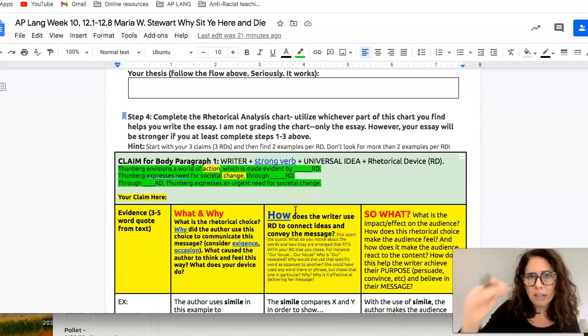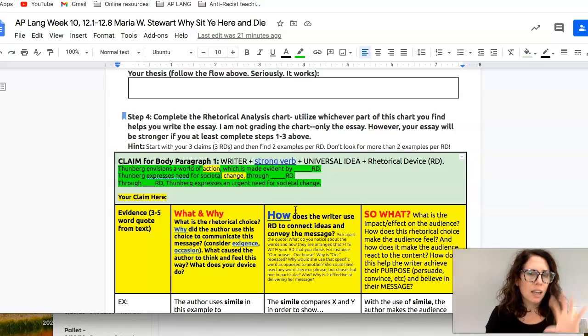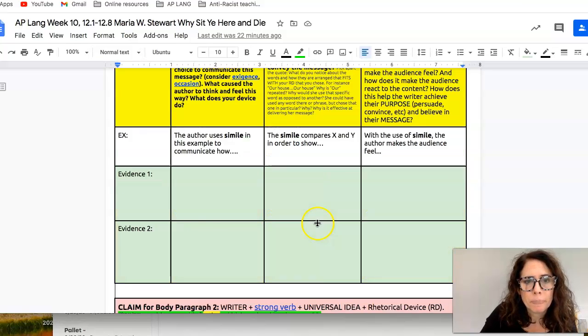Remember, if each body paragraph starts with that idea from the message, from what she wants, that universal idea plus rhetorical device, right? If you have both combined as the claim or topic sentence of each paragraph, you are going to have solid idea-based paragraphs. But they're really going to look for those very clear claims. Okay.